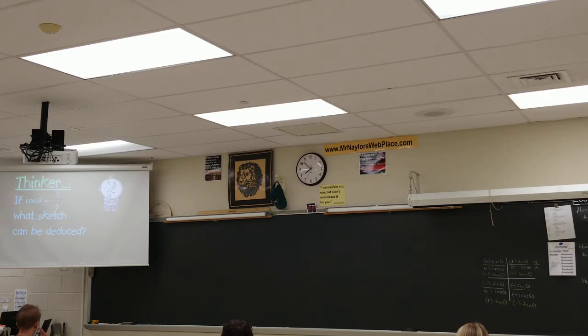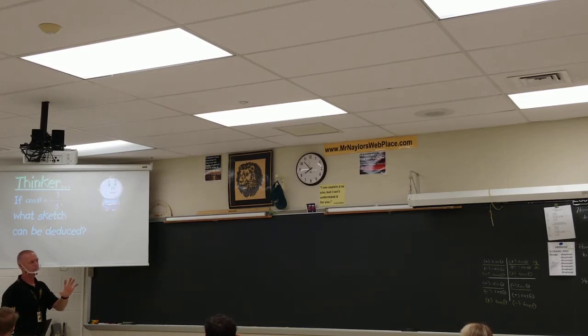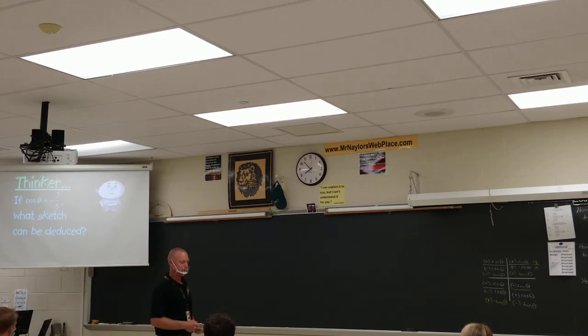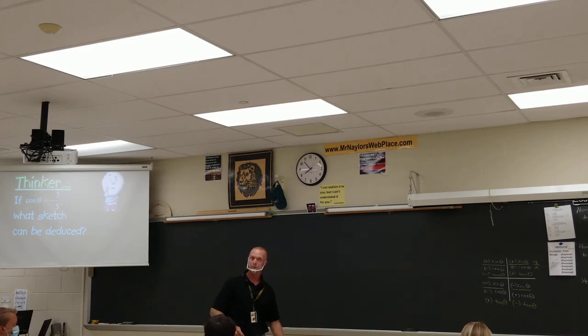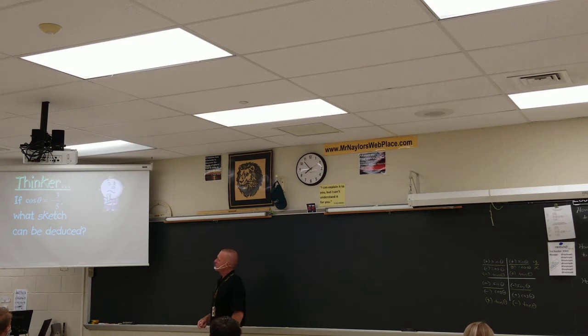Now, I'm giving you a trig value. It's kind of like I'm giving you one of the six answers. Right now, what I'm wondering is, can you figure out what sketch we could draw? Okay, now if you're like, I don't know, I haven't seen this before. You're right, you haven't seen this before. But if I tell you that cosine is -3/5, I'm telling you something. It has to do with what we did Friday. Just let you chew on it a little bit, but I definitely want to hear from you. So cosine equals -3/5. What sketch could be deduced?